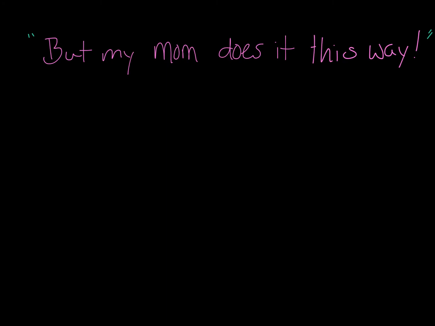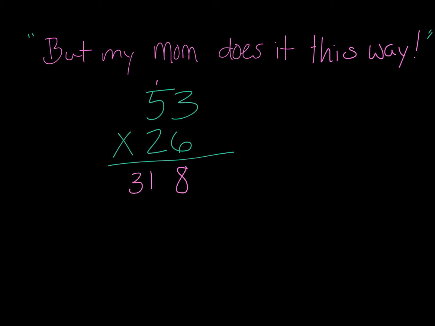But my mom does it this way, I keep hearing. That's okay. These are all just strategies that will eventually get you there. Here's the mom's way. It still gives partial products, just not as many. They combine them. They start in the lowest place value, though, the 6. 6 times 3 is 18, and you carry the 1. Then 6 times 5 is 30, add the 1 is 31.